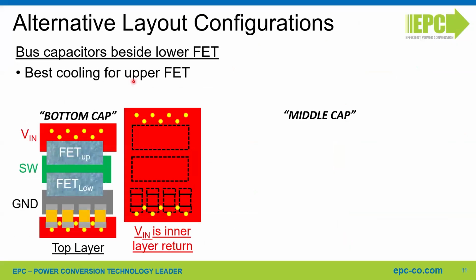As an alternate configuration for the internal vertical layout, you can place the bypass capacitors close to the low side FETs, and this is optimizing the cooling through the PCB of the high side FETs. And in this case, the first inner layer is the input voltage of the half bridge.